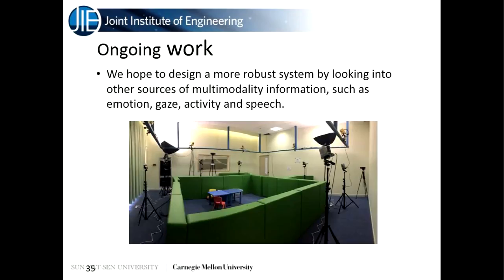And in the last few minutes, I will talk about some ongoing work, because we are still writing papers, so we cannot talk in too much detail. Basically, this is a lab we built in the hospital. It is located in the Sun Yat-sen University Affiliated Third Hospital in Guangzhou, China. And you can see there are multiple cameras. There are probably 9 cameras.